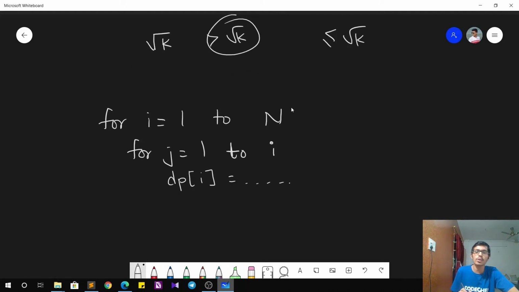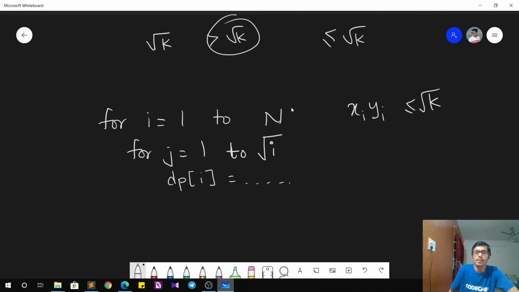So in our earlier code, it was an n square code wherein I was iterating from 1 to n and j was iterating from 1 to I. But with the observation that we have just made, we know that there is going to be at least one xi yi term that is going to be less than root k. So it is sufficient to iterate the inner for loop not till I but just up to root of I to get our optimal solution.